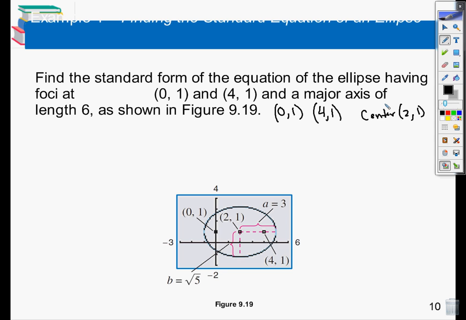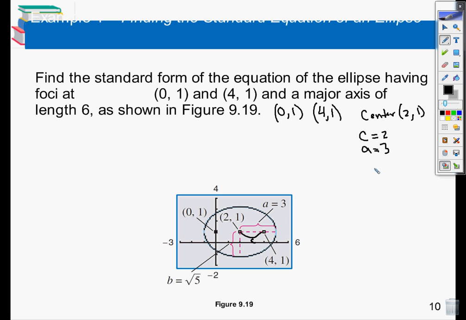Now, what we need to do is figure out what is that C value. The C value is supposed to be the distance from the center point to the foci. Right, so the distance from the center (2, 1) to one of the foci (4, 1) should be 2. Do I know anything else? Well, I know that the major axis has length of 6. The major axis is twice the value of A. Right? We actually have that depicted here. A is just one side of the major axis. So we know A equals 3.